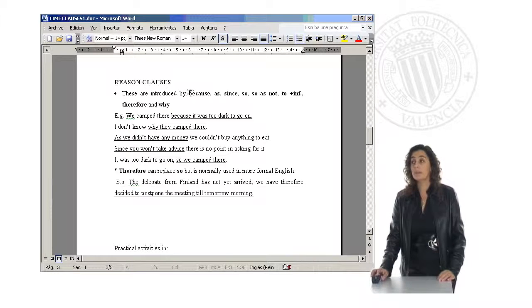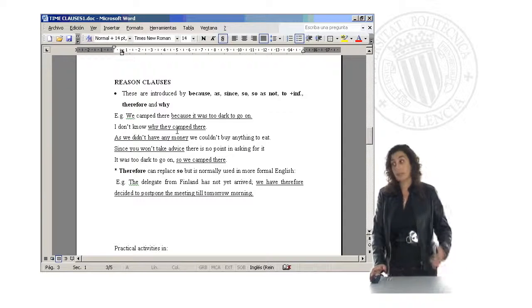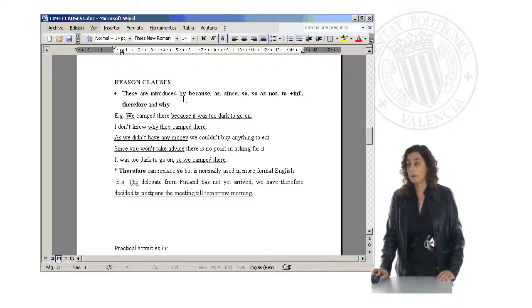One of the most important conjunctions is because. Because, or also as, since, so as not, to plus infinitive again, and therefore and why. For example, we come there because it was too dark to go on; because, the reason. I don't know why they come there.